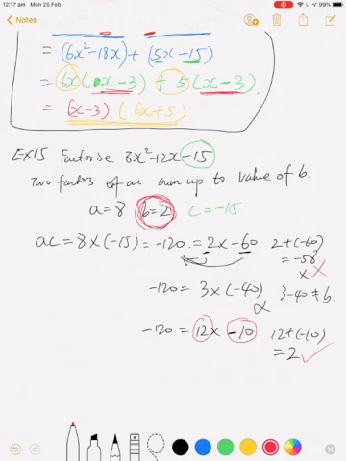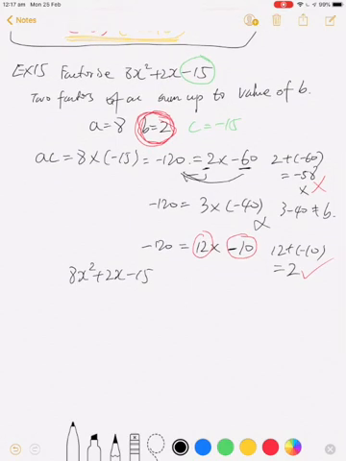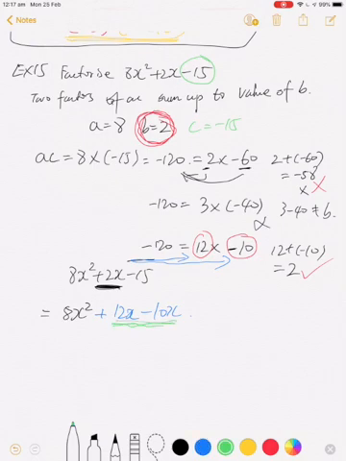Coming back to the question, we have 8x squared plus 2x minus 15. Now this will be equal to 8x squared, and the 2x can be separated into 12x and negative 10x. So let me write down: 12x minus 10x. If you add them together, this is equivalent to 2x, so we did not change the quadratic at all. We just write these two factors in this form so that we can do grouping later on, followed by minus 15.